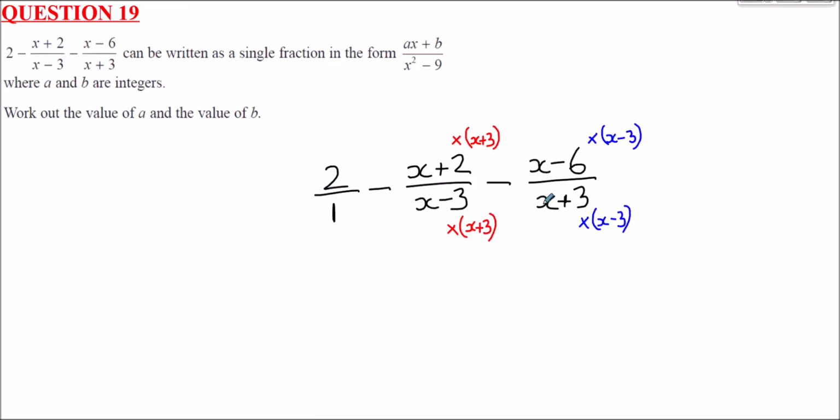These denominators are going to both become x minus 3 times x plus 3. This here, this unit 1, has been multiplied by neither. So what I need to do over here, to get these both to x plus 3 and x minus 3, I need to times both top and bottom by this 2 over 1, by both of these denominators, not just one. So times by x plus 3 on the top and bottom, and by x minus 3.